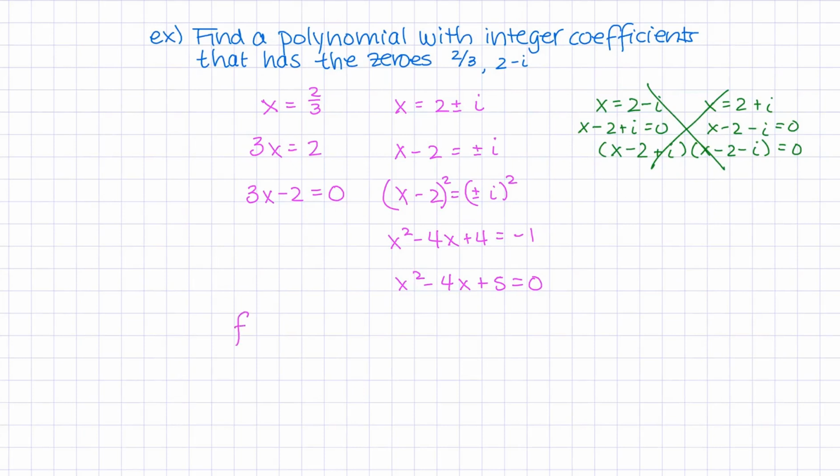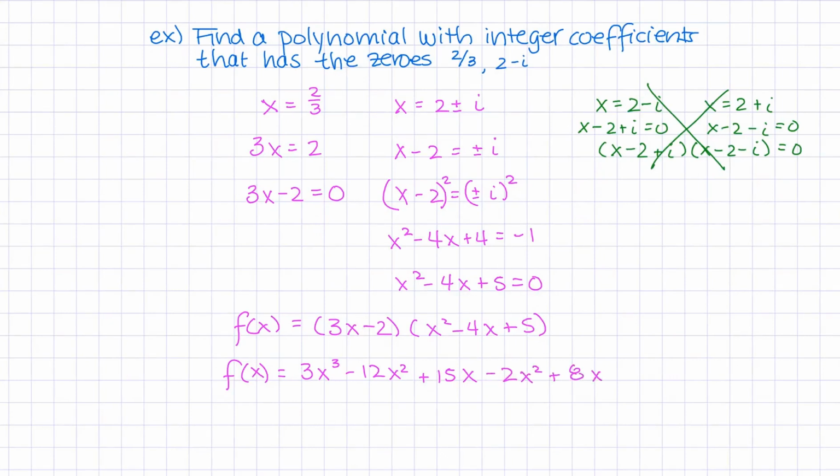So we have 3x minus 2 as one factor and x squared minus 4x plus 5 as another factor. Now we got to distribute again. We got to multiply all this out. So I'm going to multiply 3x by everything. 3x cubed minus 12x squared plus 15x. Then I distribute the -2 to everything. -2x squared plus 8x minus 10.